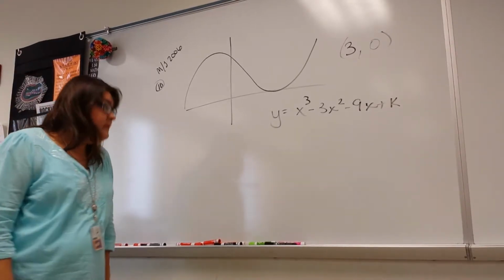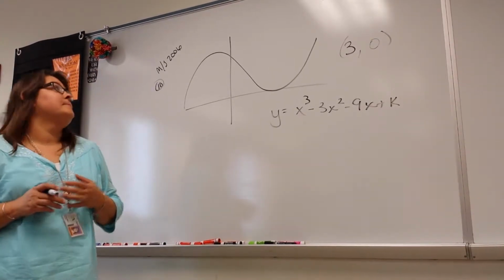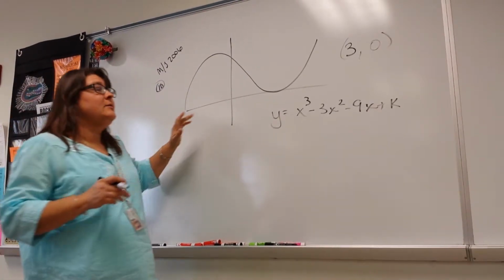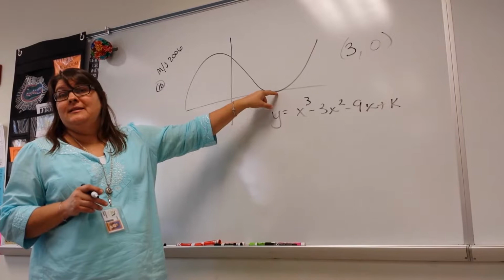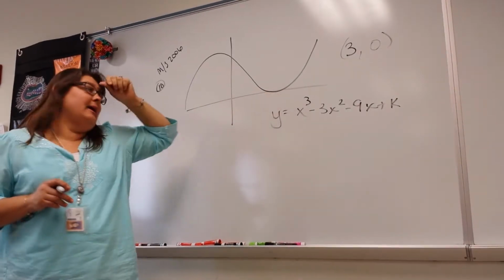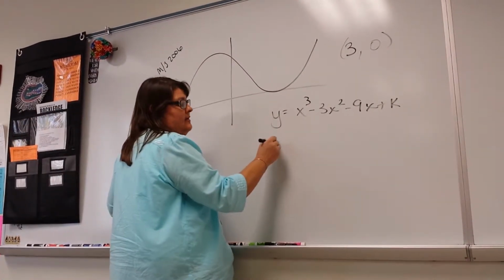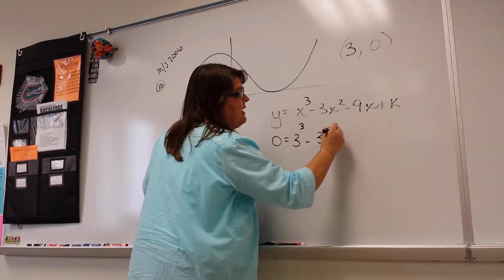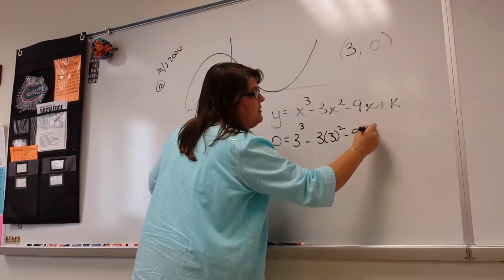But if you had a value for y, you could use either one. The only reason we knew the value for this one is because it told me it hits the x-axis. Okay, so now I'm going to take 0 is 3 to the third minus 3 times 3 to the second minus 9 times 3 plus k.